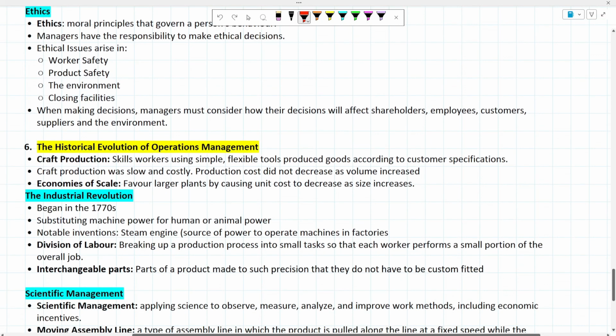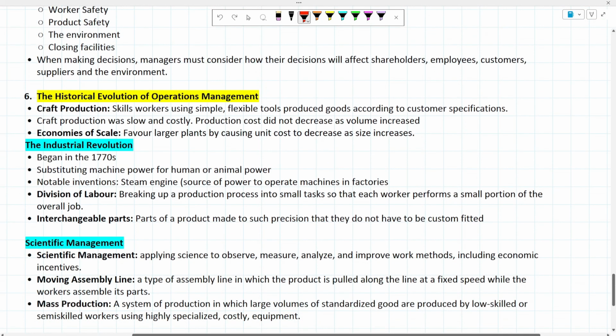So six, historical evolution of operations management. Craft production: skilled workers using simple, flexible tools produce goods according to customer specification. Craft production was slow and costly, so production costs did not decrease as volume increased. So this is known as economies of scale. Economies of scale favors larger plants by causing unit costs to decrease as size increases. So the more volume you create, the less it will cost you per unit. That's pretty much what economies of scale mean.